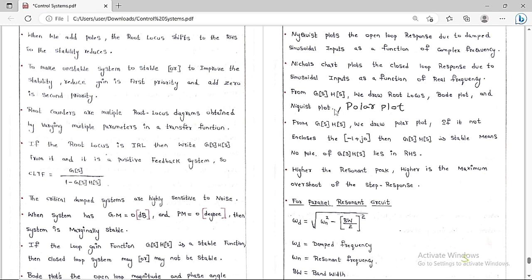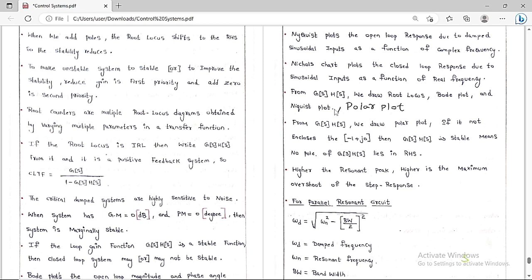So therefore we can say that finally, from the open loop transfer function G(s)H(s), we are going to draw the polar plot. And if this polar plot is not going to enclose the point minus 1 plus j0, then the open loop transfer function is said to be stable. It indicates that no pole of G(s)H(s) is going to lie in the right half of the S plane. Suppose this polar plot is going to cross the point minus 1 plus j0, we say it is a marginally stable system. Suppose this polar plot is going to enclose the point minus 1 plus j0, we can say it is an unstable system.